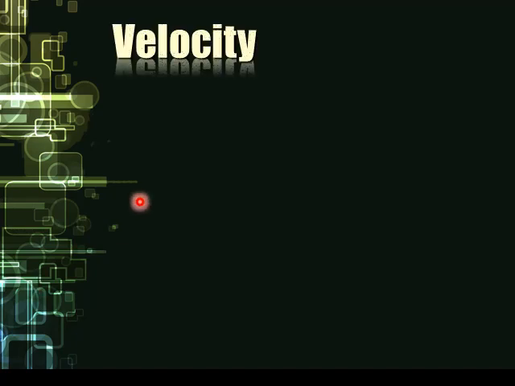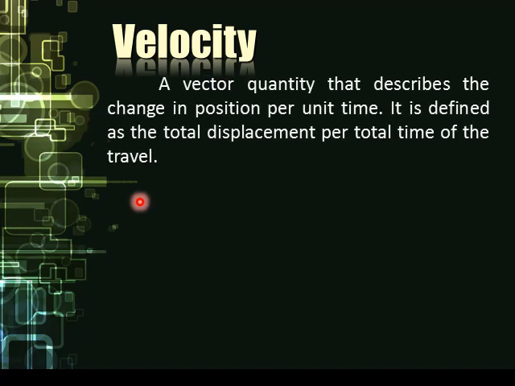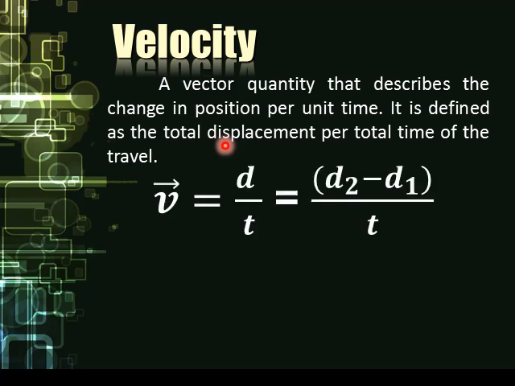Okay, so this time, let's discuss velocity. Velocity is a vector quantity that describes the change in position per unit time. It is defined as the total displacement per total time of travel. In equation, we have velocity is equal to displacement over time.